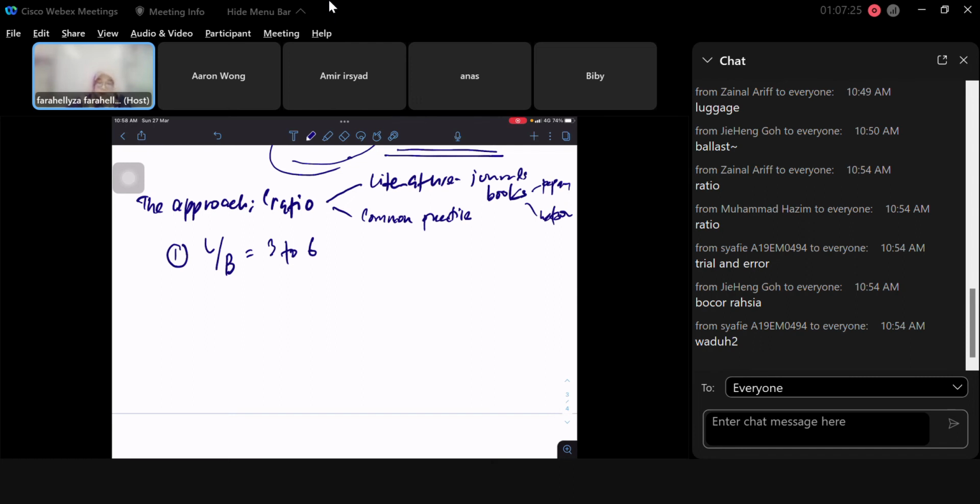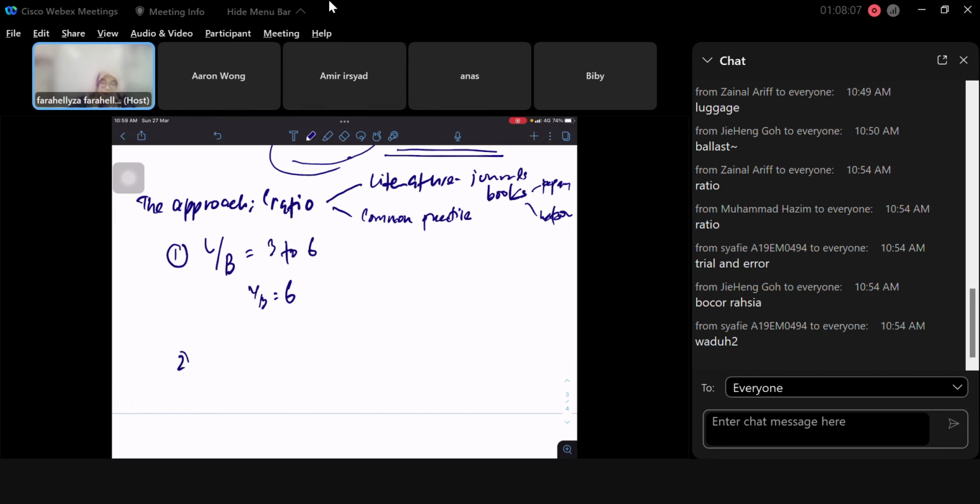So from this L upon B ratio that you refer to in literature or from common practice, you have to decide. Maybe you want to decide L upon B of 5 for the start. Maybe you say that you want to go for maximum, so you can start with L upon B of 6. There's no wrong or right. Let's say you want to take 4, 5, or 3.5, 3.7, whatever, as long as it's within the range. That is how you select the ratio.